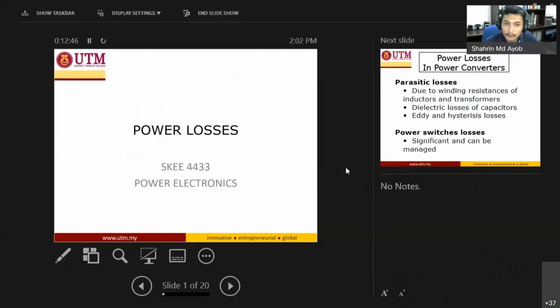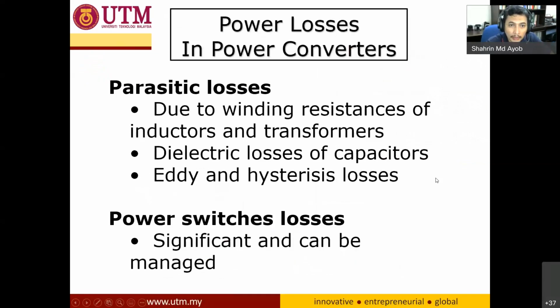This last topic in chapter 1 is the power losses, and then we will discuss the snubber circuit, and lastly the last subtopic, which is the cooling and heating dissipation method for power electronic circuit. So, power losses.